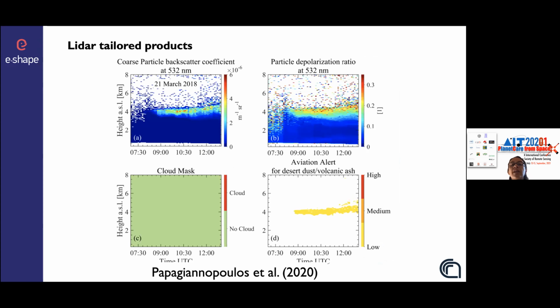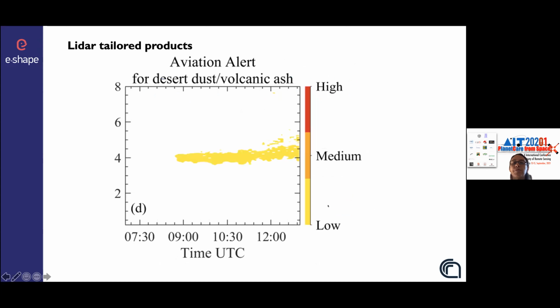And as concerns the LiDAR, I show you the particle backscatter coefficient, which is a typical product for ACTRIS research infrastructure, and the particle depolarization, and then we have the mask. And we produced this new product, which is tailored for aviation, in which we identified the low, medium, and high risk for aviation. So we moved from something scientific to something tailored for aviation. So we have an aviation alert product.